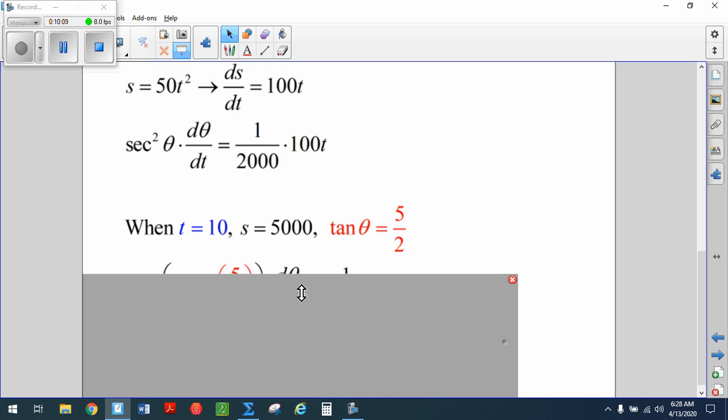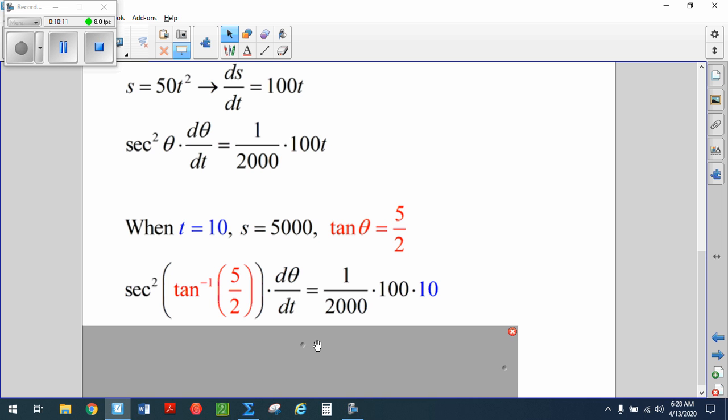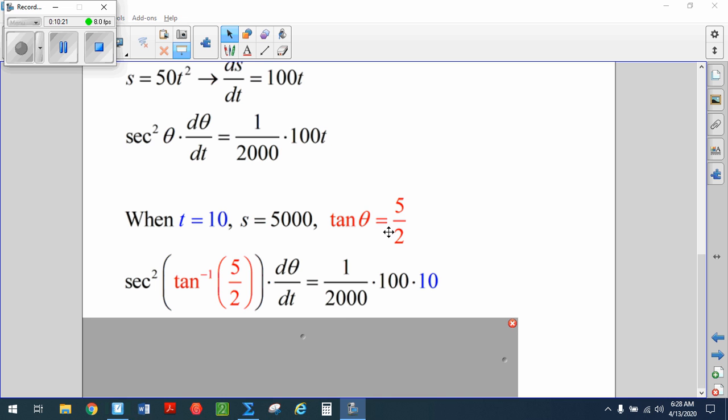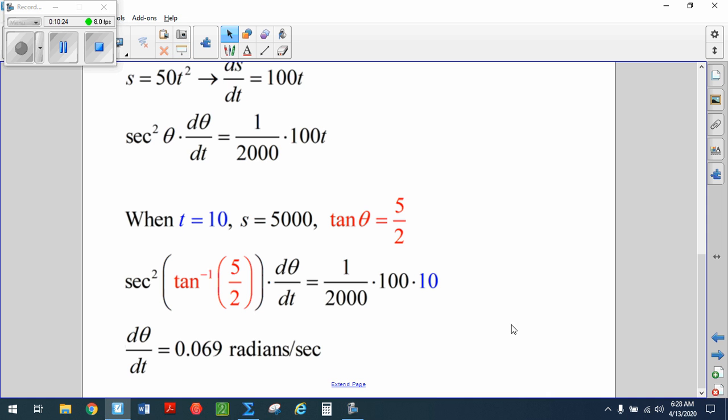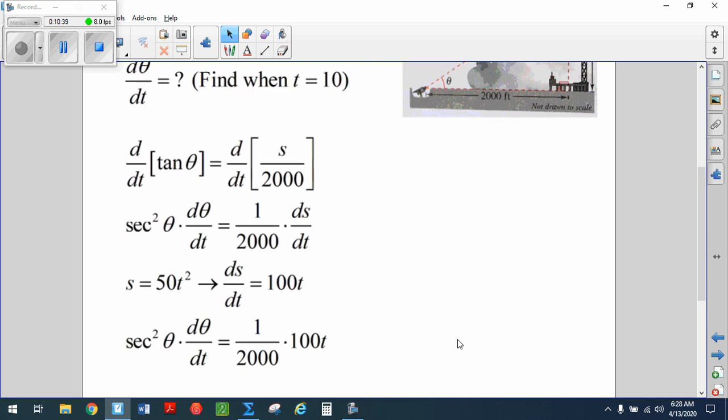You can plug all that stuff in. I need the secant squared then of that angle theta, which is the inverse tangent of 5/2. I have my 1/2000 times 100 times 10. So work out that math carefully, and you get 0.069 radians per second. So that's the angle of elevation from the camera. It's going up 0.069 radians per second.